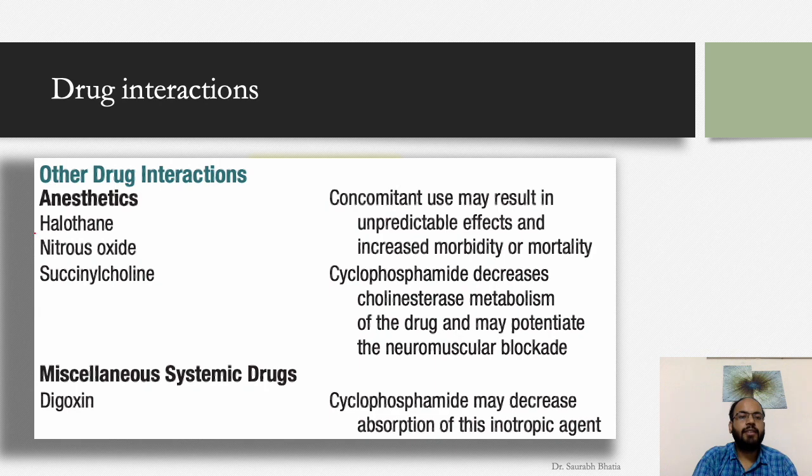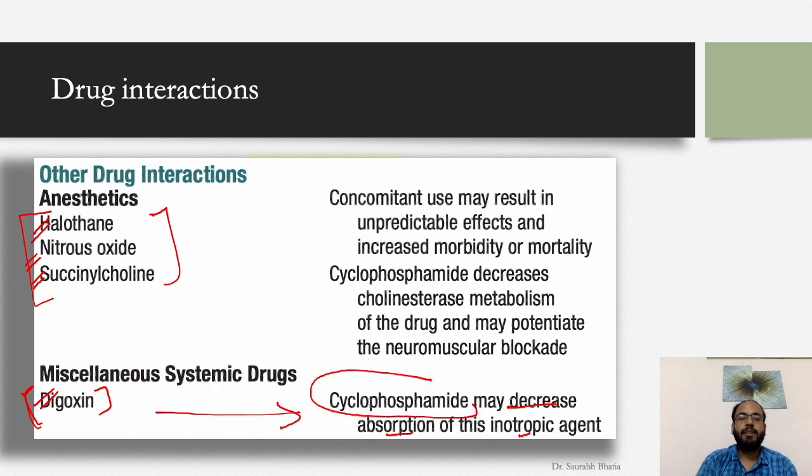Other drug interactions are seen with halothane, nitrous oxide, succinylcholine. This is just to read once so that you may remember or not. Digoxin, because cyclophosphamide may decrease the absorption of this inotropic agent. So if your patient is taking digoxin for management of cardiac arrhythmias, make sure that the cardiologists know that cyclophosphamide is a drug that you are going to give them, or it's better not to use cyclophosphamide and consider any other immunosuppressive drug.